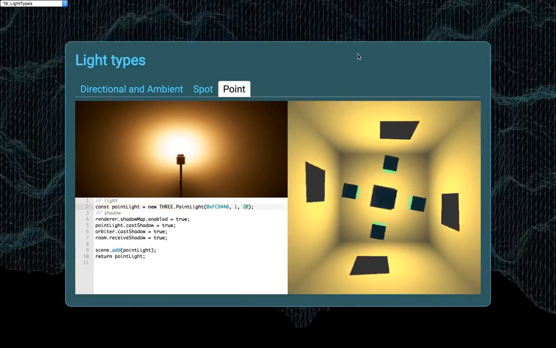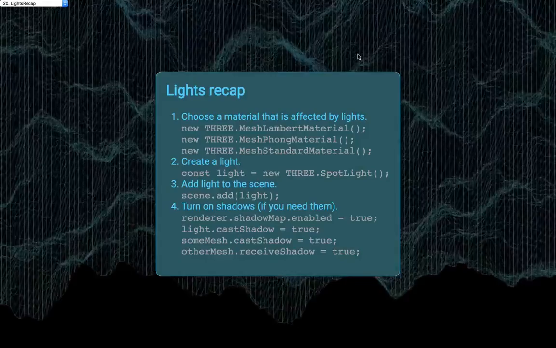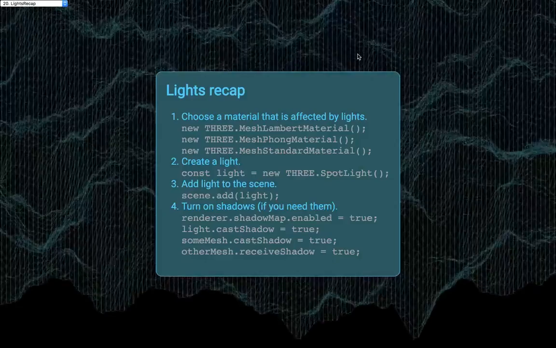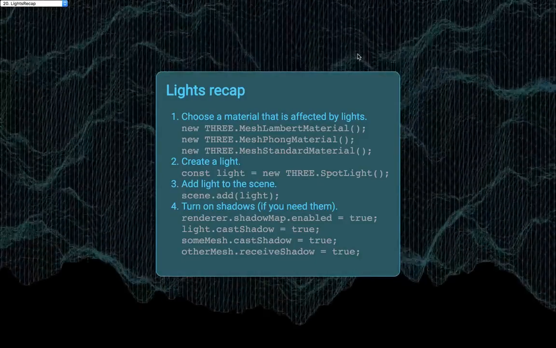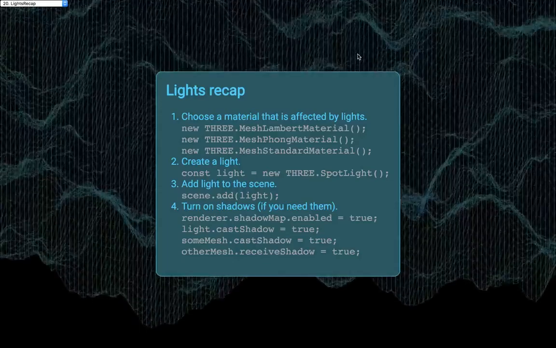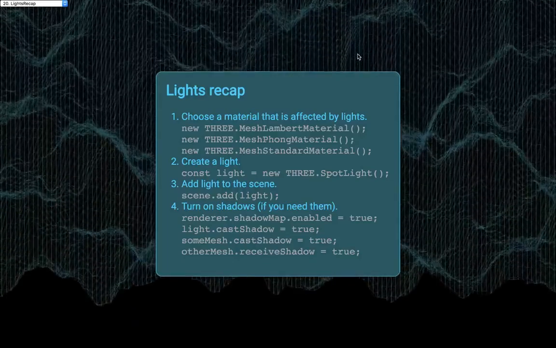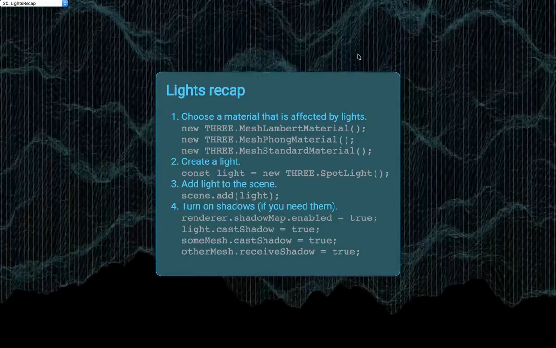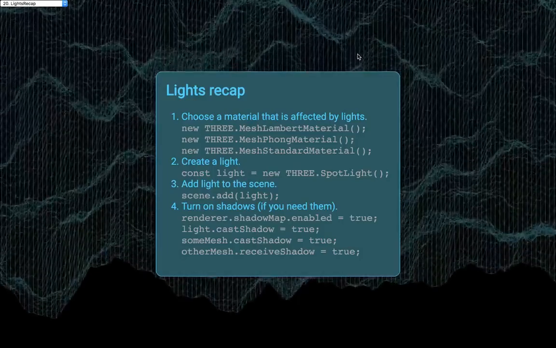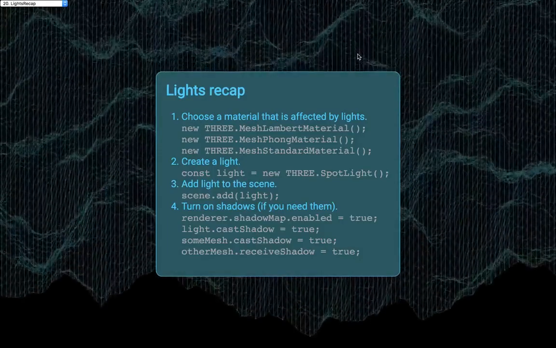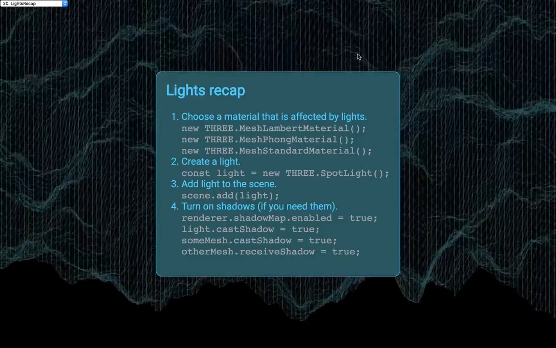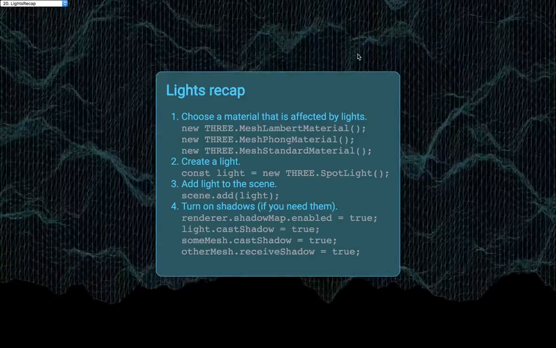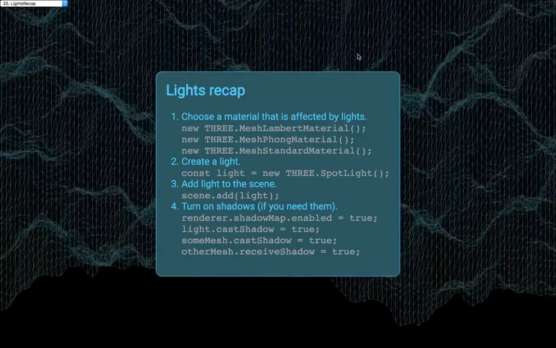Right, so recap about lights. First of all, we need to choose a material that is affected by light. We'll get to this. This is actually the final piece of the presentation. And what's the difference between those three materials? We create a light, we add light to the scene, and we use the shadows. It's important to note that shadows are actually pretty expensive to calculate, so you might want to not overuse them, especially if your visitors, if your users are on mobile, right? So use them sparingly.